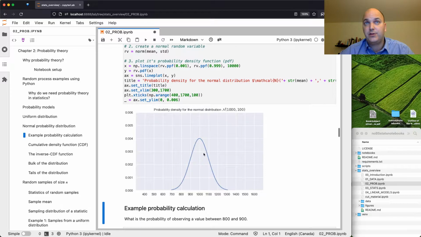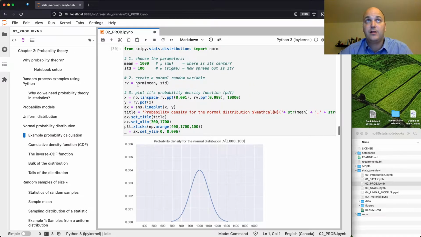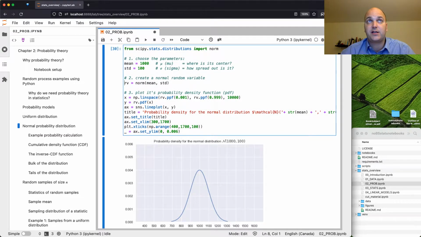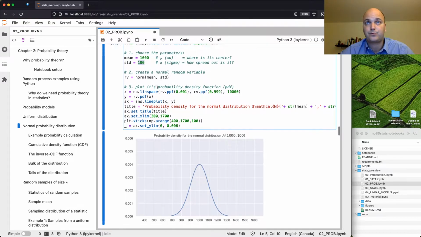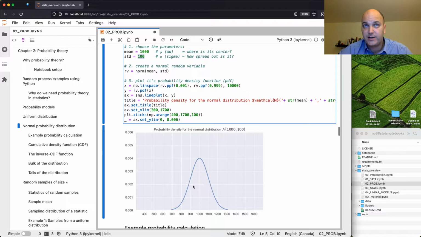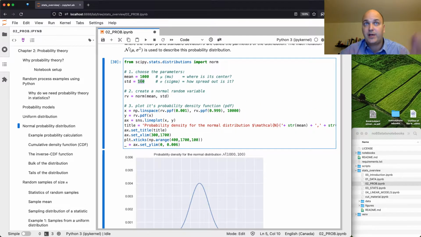So you see why it's called the bell-shaped curve. This one in particular, I created it here. I said create a random variable with mean 1000 and standard deviation 100. If you look at the width, the standard deviation is roughly the width of the bell. How wide is it? If you want to make it narrower, we can set this to 75.